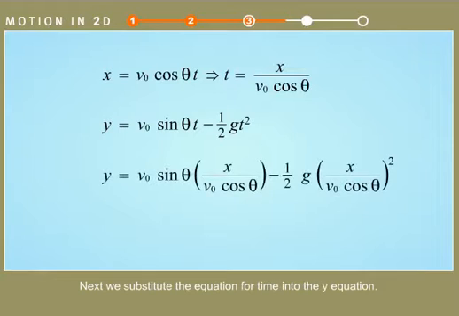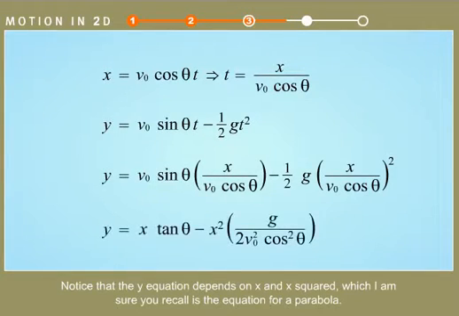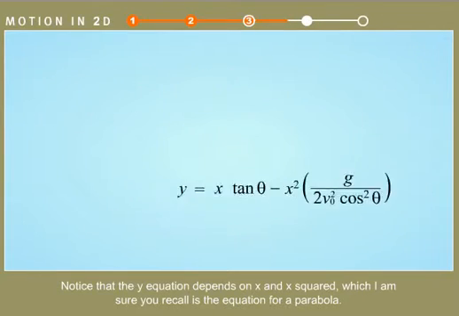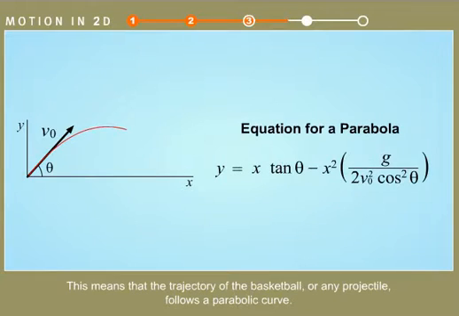Next, we substitute the equation for time into the y equation. Notice that the y equation depends on x and x squared, which, I'm sure you recall, is the equation for a parabola. This means that the trajectory of the basketball, or any projectile, follows a parabolic curve.